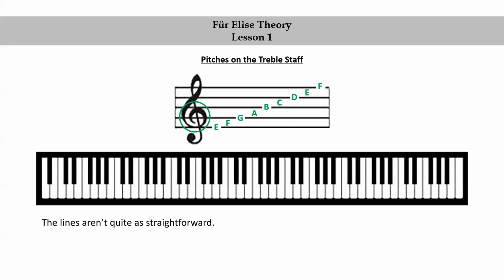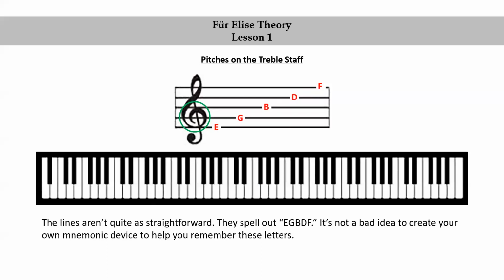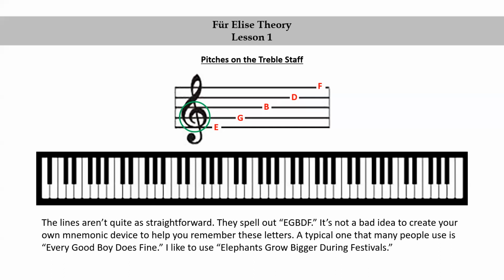The lines aren't quite as straightforward. They spell out E, G, B, D, F. Let's highlight those in red and let's get rid of the spaces so that we can just focus on the lines for a moment. It's not a bad idea to create your own mnemonic device to help you remember these letters. A typical one that many people use is "Every Good Boy Does Fine." Notice how the first letter of each word in that sentence corresponds to one of those lines on the staff. I like to use "Elephants Grow Bigger During Festivals." I recommend taking a few minutes to come up with one of your own.